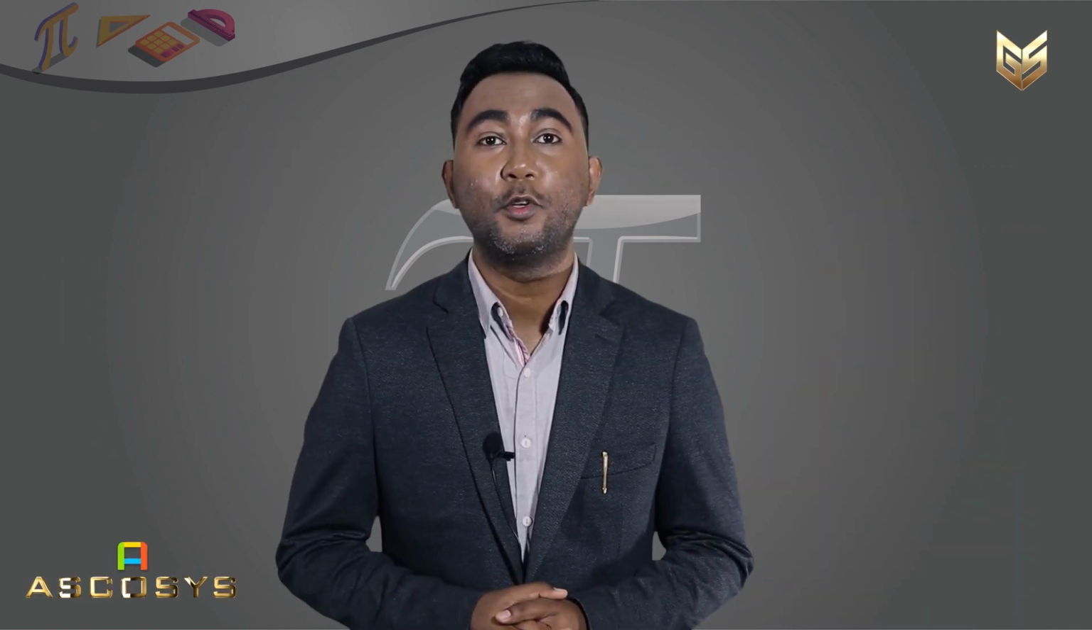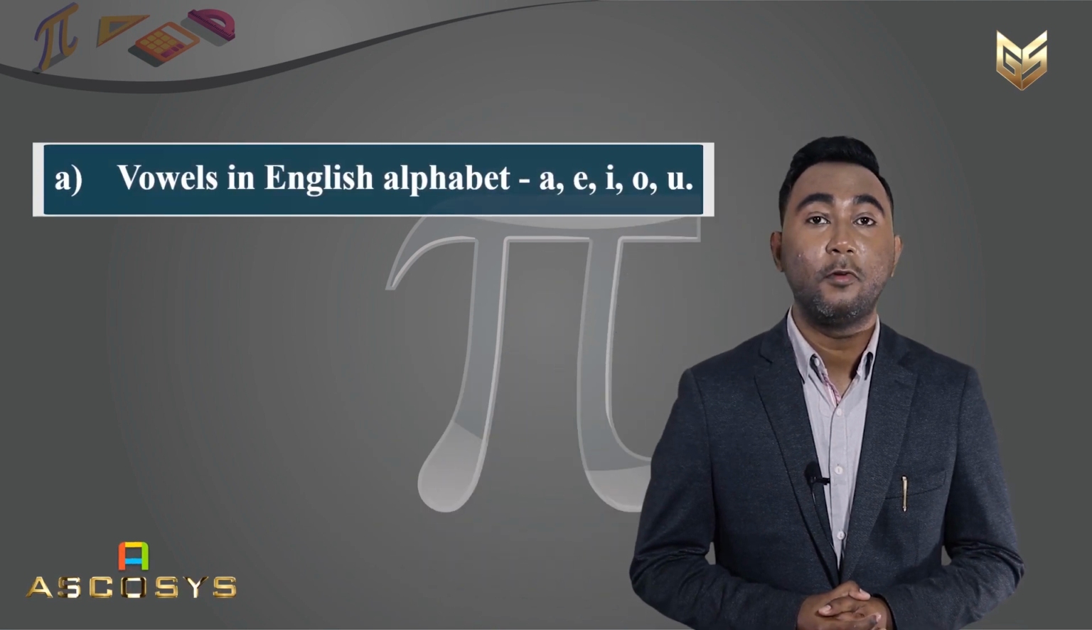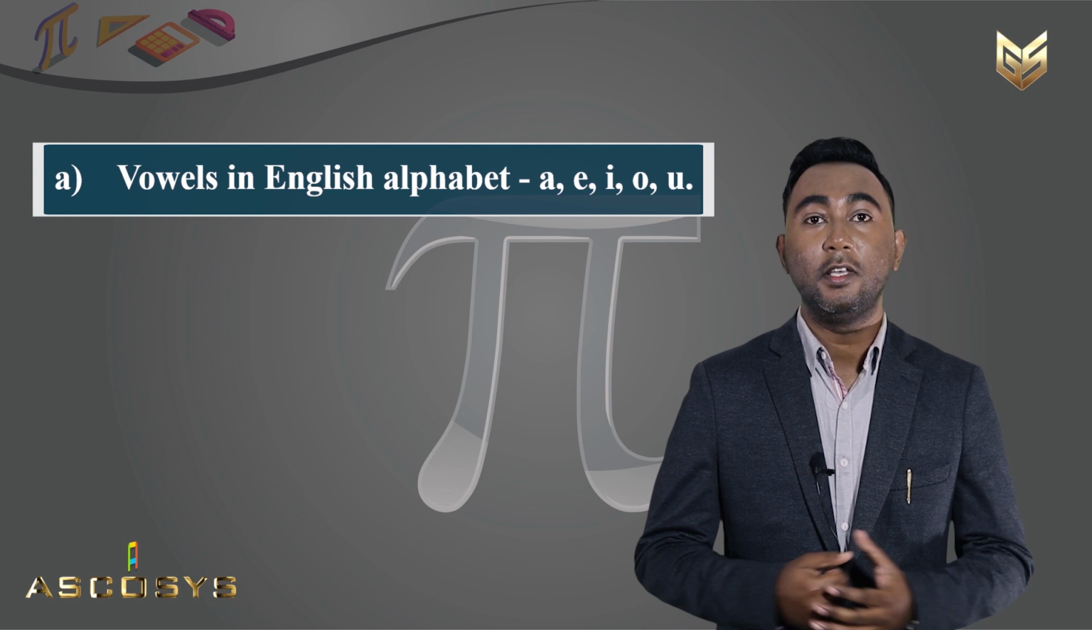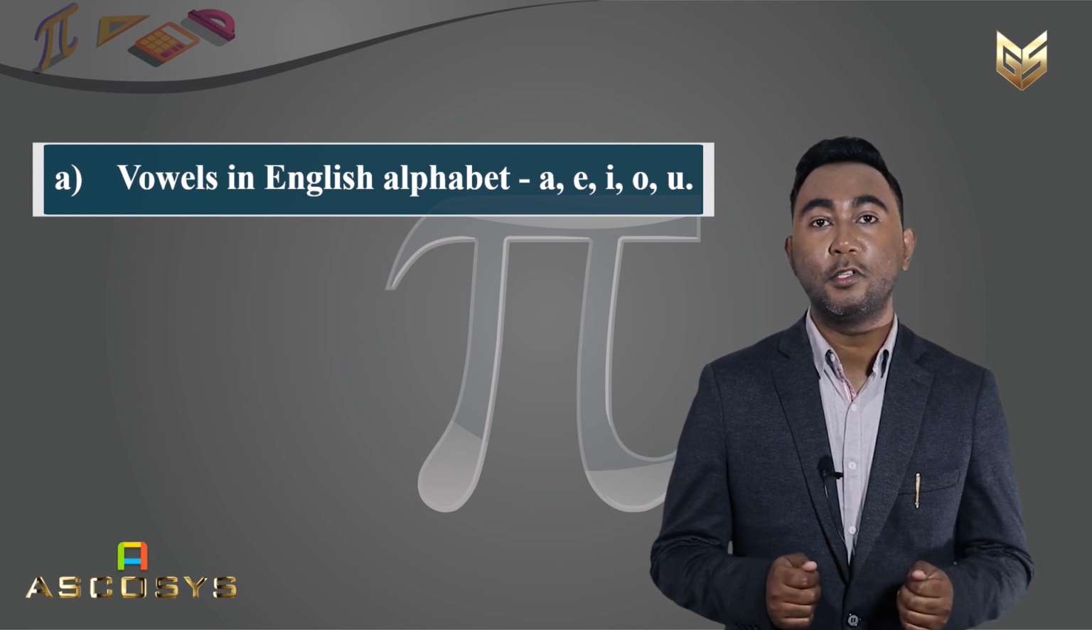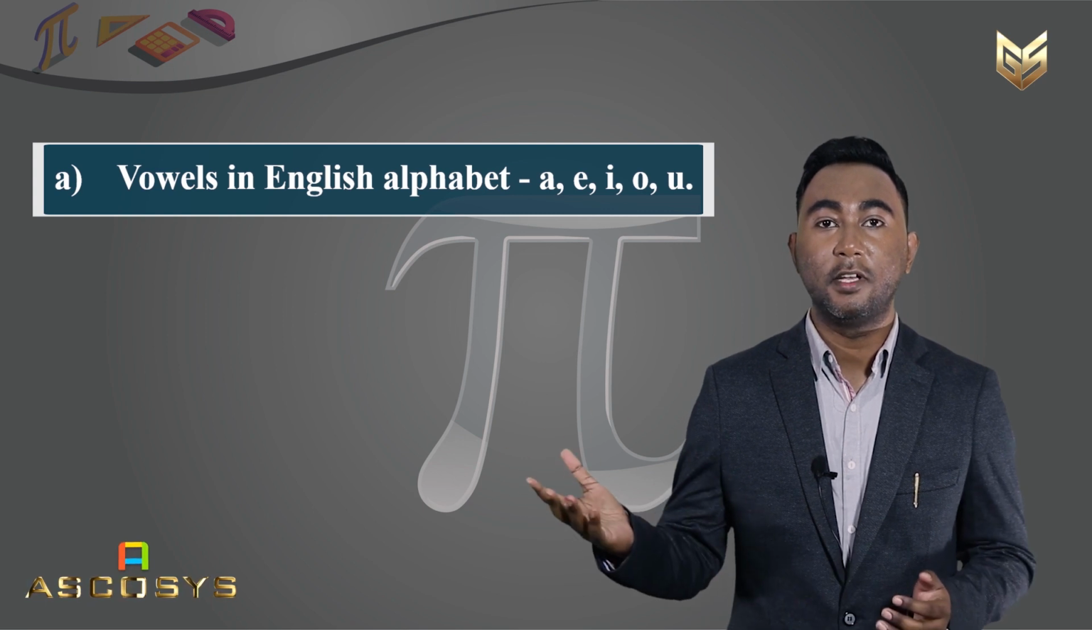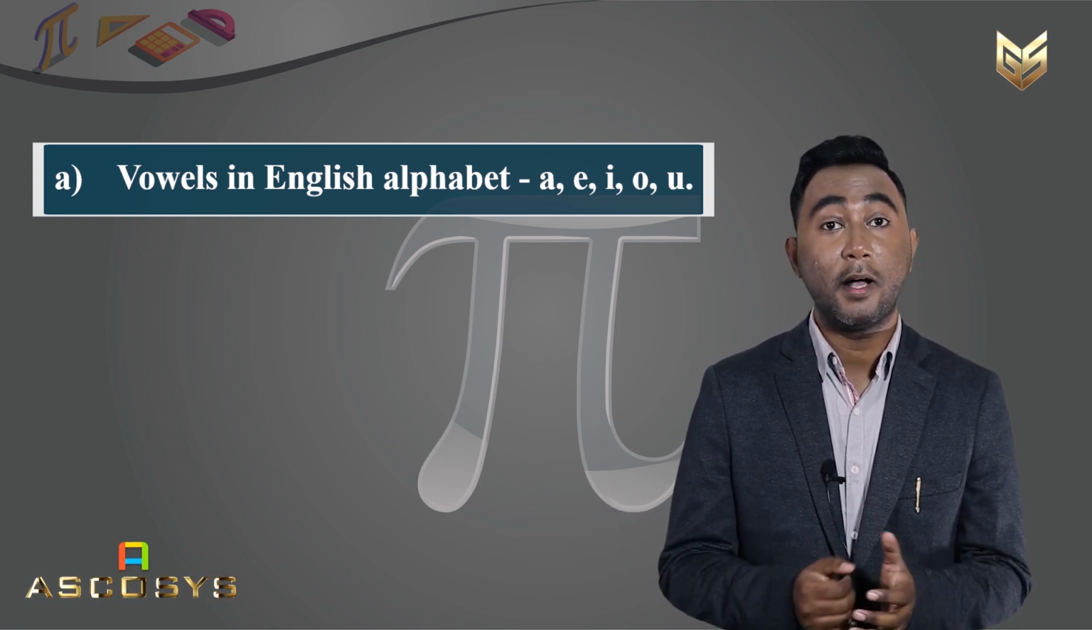For example, we were talking about the vowels. So, the vowels are A, E, I, O, U. If you ask me to take a set of the vowels of the English alphabet, I will say A, E, I, O, U, and if I ask someone else, he will also give me the same answer. So, this is a well-defined set because everywhere we go, the set will remain the same.